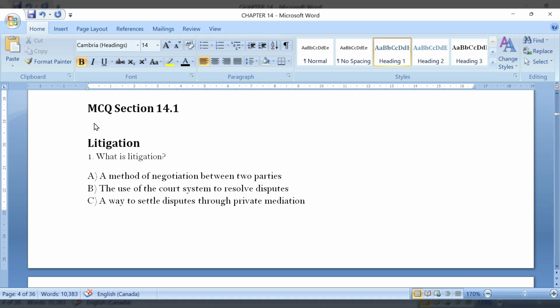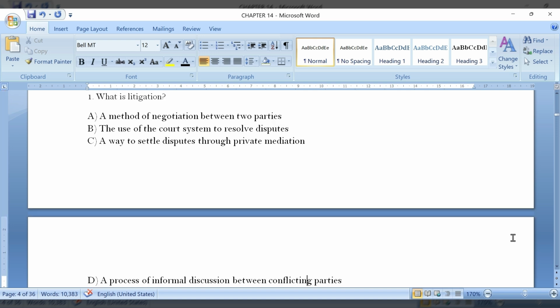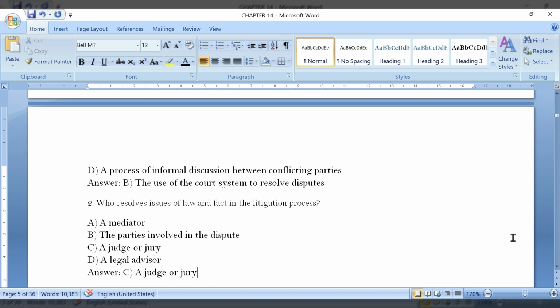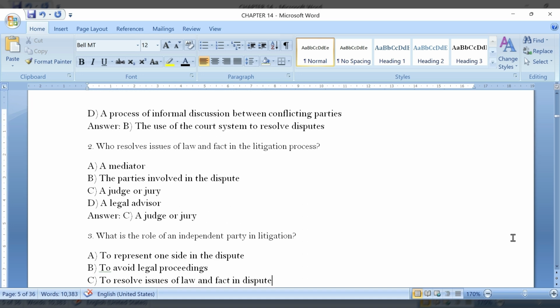MCQ Section 14.1. Litigation. 1. What is litigation? A. A method of negotiation between two parties. B. The use of the court system to resolve disputes. C. A way to settle disputes through private mediation. D. A process of informal discussion between conflicting parties. Answer. B. The use of the court system to resolve disputes.